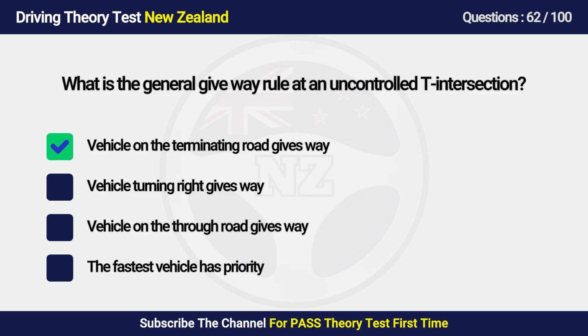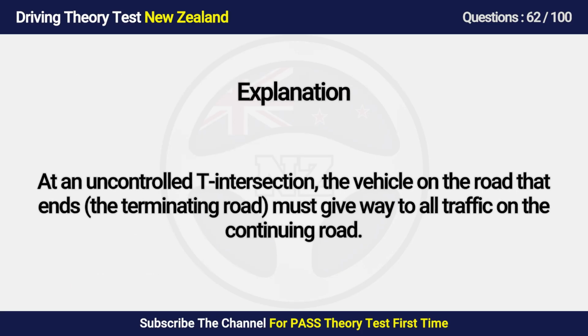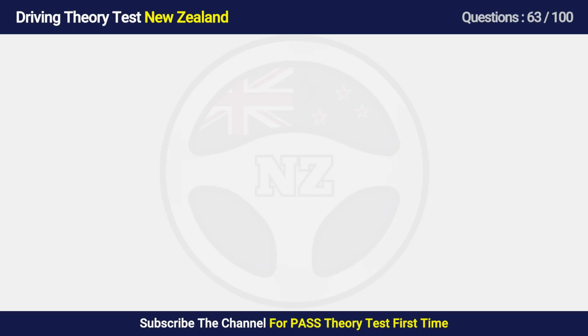Answer is A. Vehicle on the terminating road gives way. At an uncontrolled intersection, the vehicle on the road that ends, the terminating road, must give way to all traffic on the continuing road.